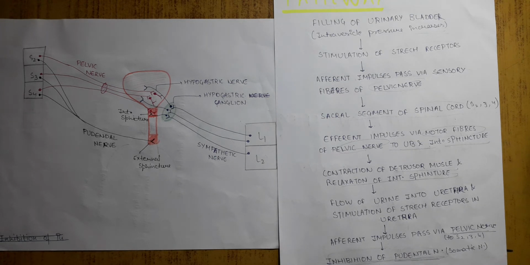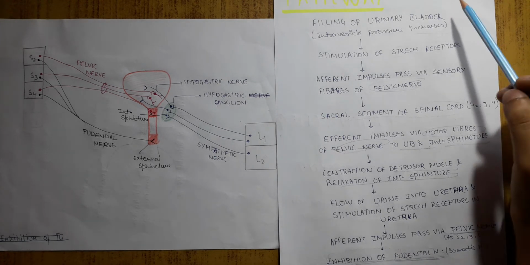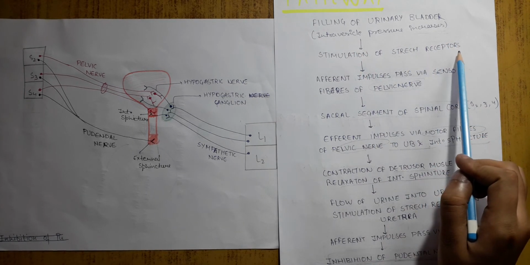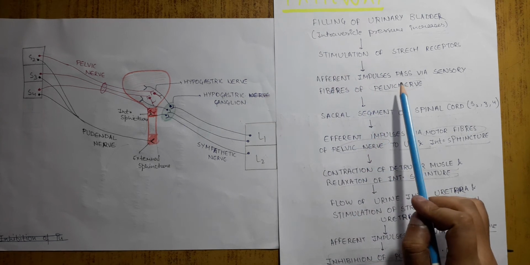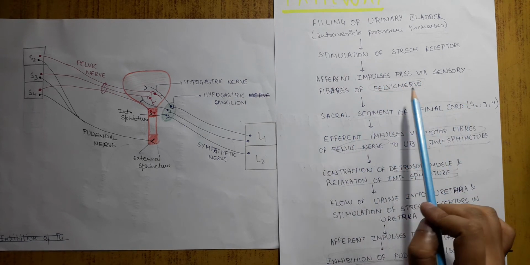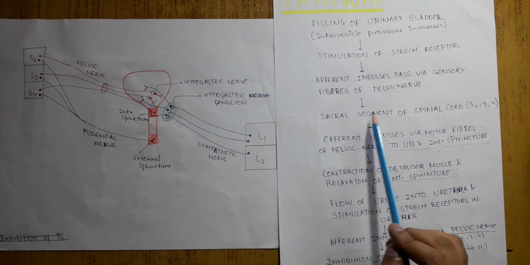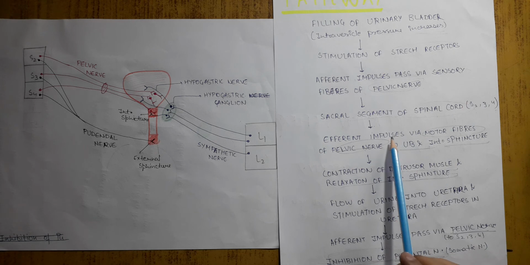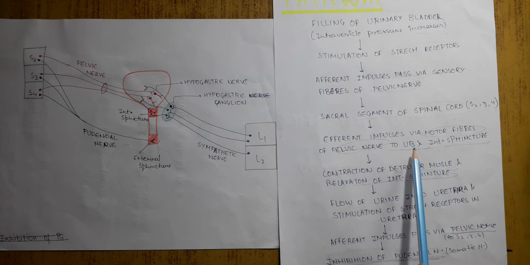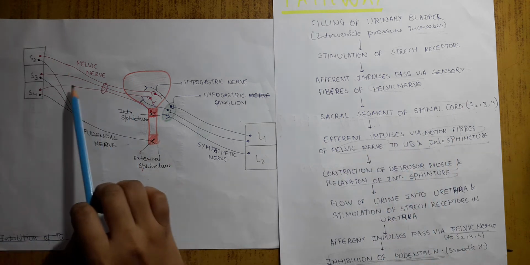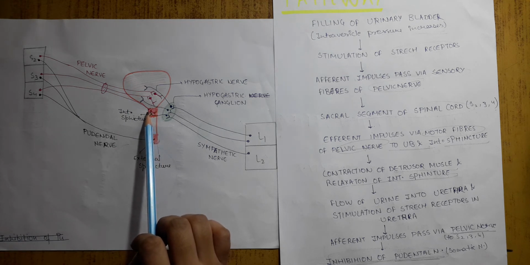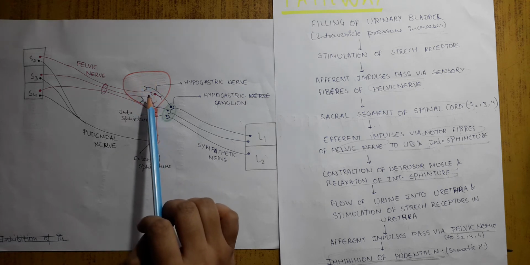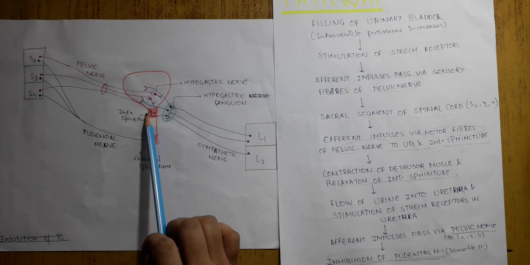So micturition reflex starts with the filling of urinary bladder. Intravesical pressure increases, which causes the stimulation of stretch receptors, and thus afferent impulses pass via sensory fibers of pelvic nerve to sacral segments of the spinal cord S2, S3, S4. From there, efferent impulses go via motor fibers of pelvic nerve to urinary bladder and internal sphincter to cause contraction of detrusor muscles and relaxation of the internal sphincter.